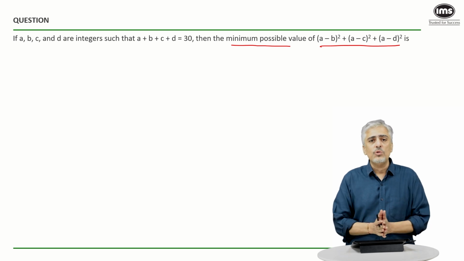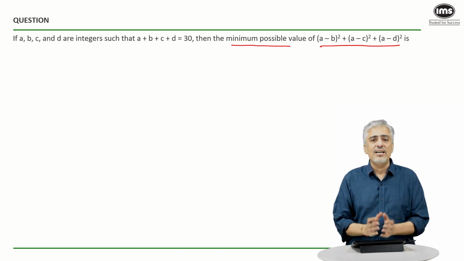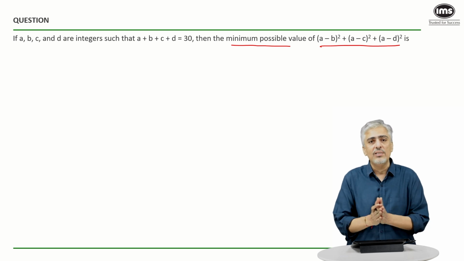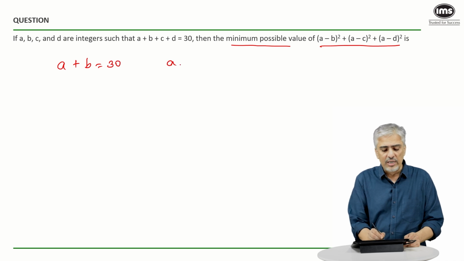So when I was looking at this question and thinking of the best way to teach it, I thought let me first understand the question for only two variables. What if there was a question like this, say A plus B is 30 and they've asked us only for the minimum value of (A minus B) the whole square?